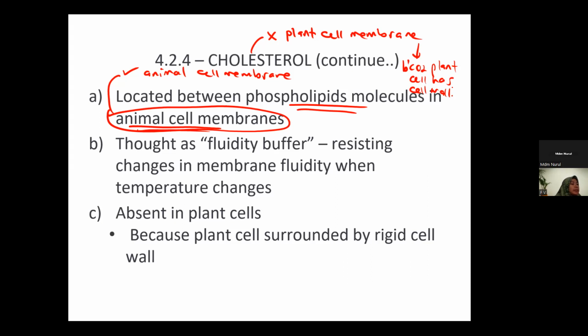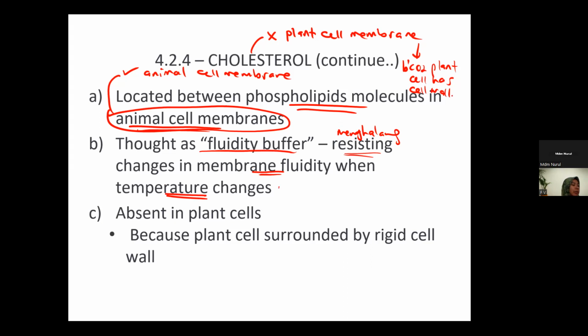Okay. So kolesterol is thought of as a fluidity buffer which resists, menghalang kan? Menghalang ataupun apa? Resist. Lebih kurang menghalang lah ya. Alright. That resists changes of membrane fluidity when temperature changes. Dia menghalang daripada perubahan yang teruk kepada plasma membrane apabila suhu berubah. Okay. Tak faham lah madam apa maksud dia.